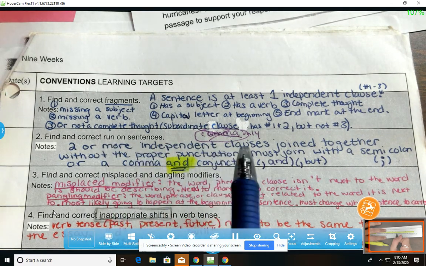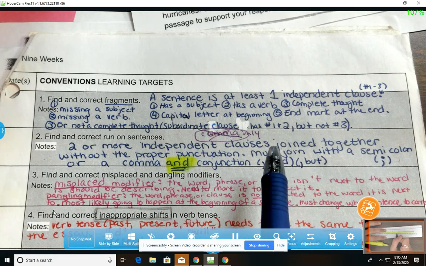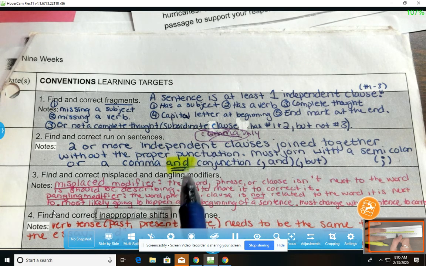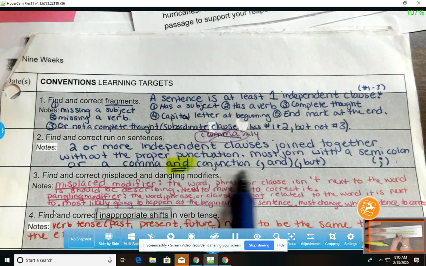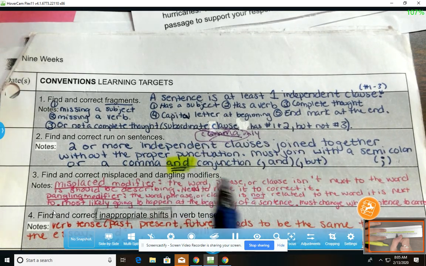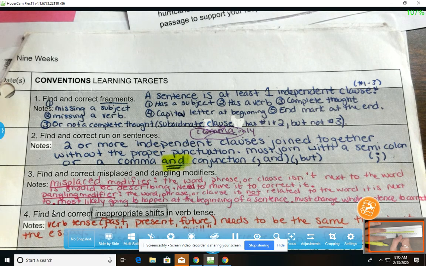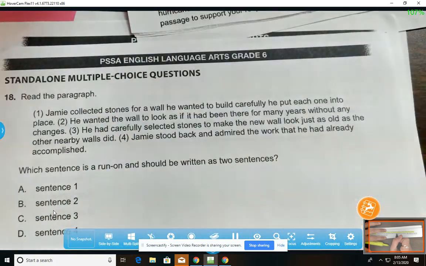Obviously, sometimes you'll see run-on sentences where you just have 2 independent clauses without any marks at all. So in order to correct that, you may need to make sure that you add the comma and conjunction or the semicolon, or maybe just take those 2 independent clauses and make them 2 separate sentences by adding an end mark in between them. Those are all options. Let's do some practice with these.